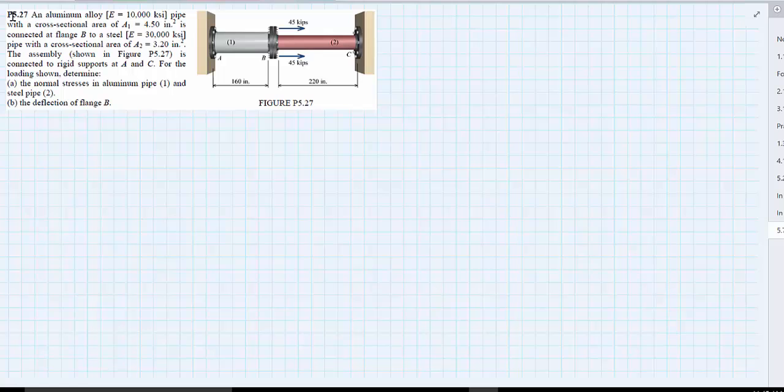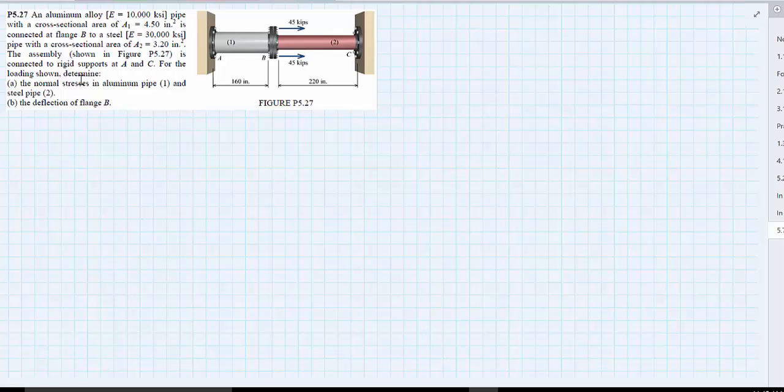Today we're going to solve problem 5.27 out of the textbook, and we will be using the textbook method to solve this. The given problem statement: section 1 is an aluminum pipe with a modulus of elasticity of 10,000 ksi and a cross-sectional area of 4.5 inches squared, and member 2 is a steel pipe with a modulus of elasticity of 30,000 ksi and a cross-sectional area of 3.2 inches squared.